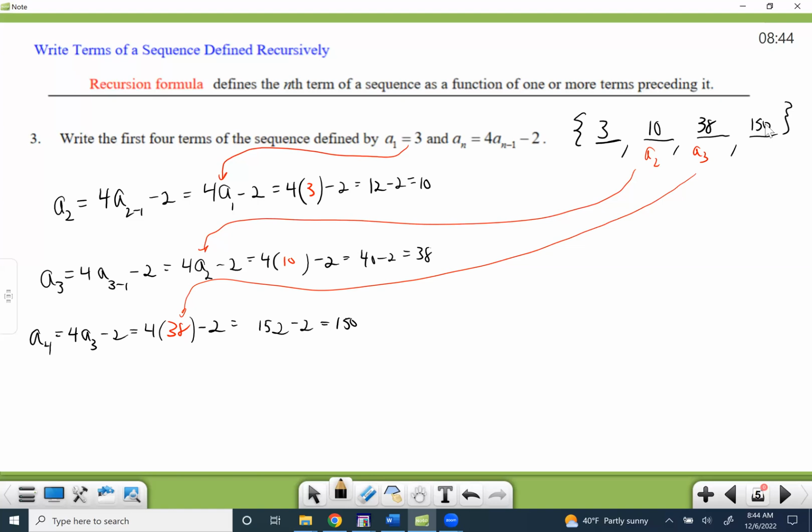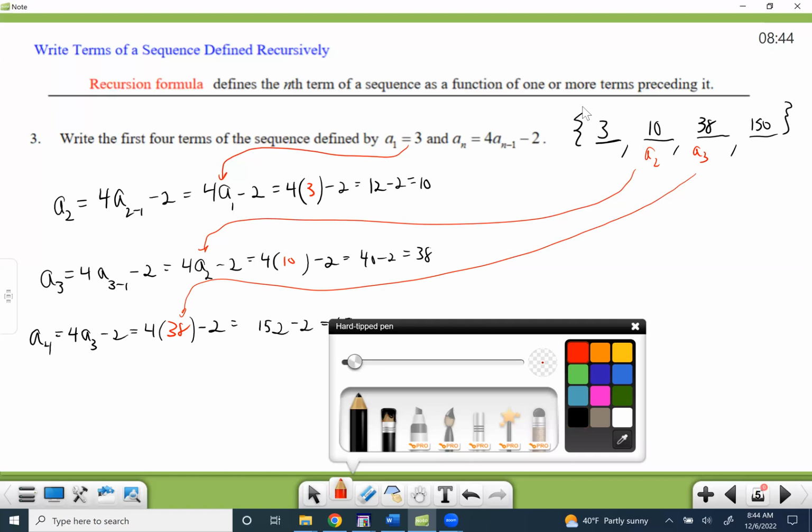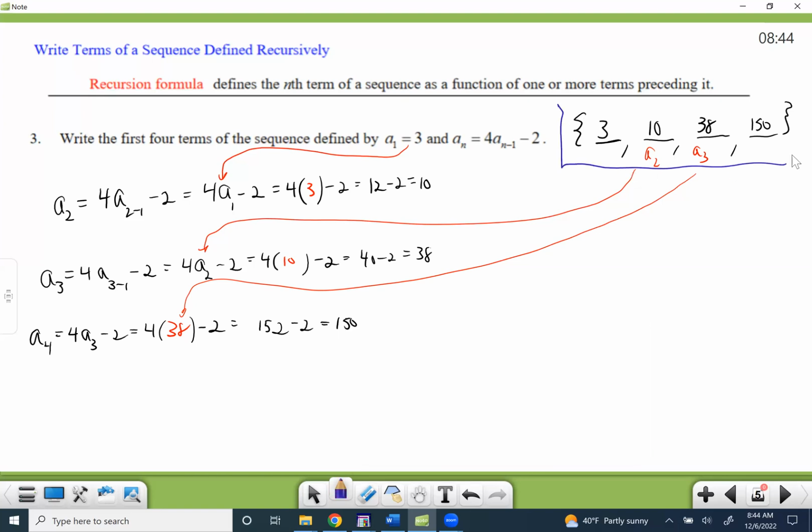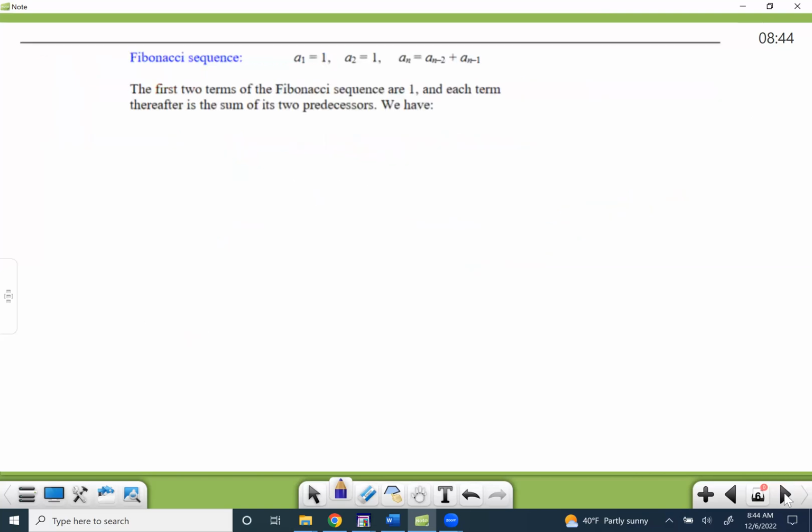Okay, so that's our first recursive one we've looked at. Hopefully you can identify the difference between an explicit and a recursive. Instead of just having n's in the formula, it has a sub n's, which means I can't just plug in a number, I have to plug in a term. And they'll usually give you a term or two to get the ball rolling.